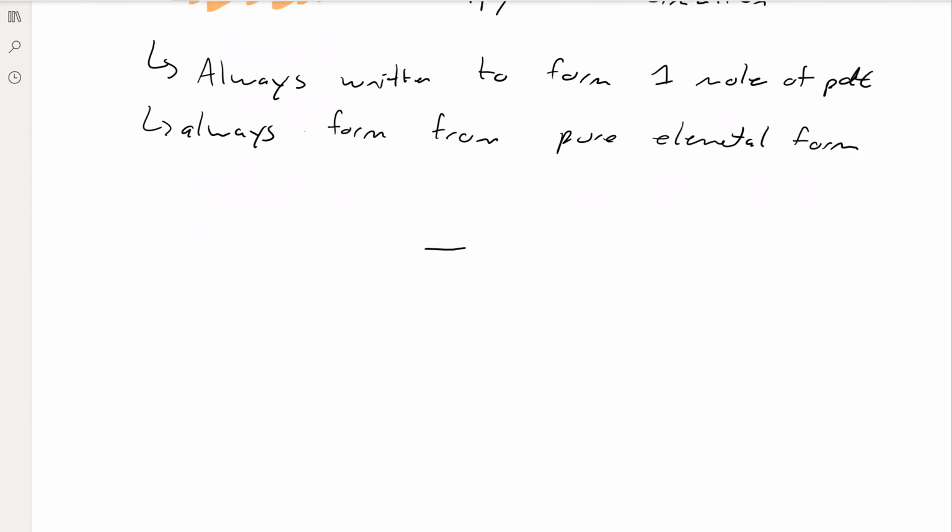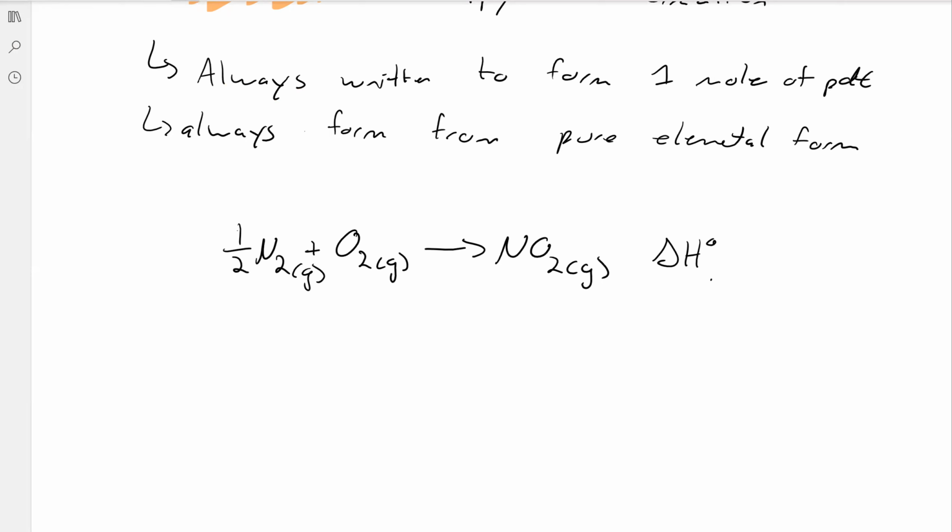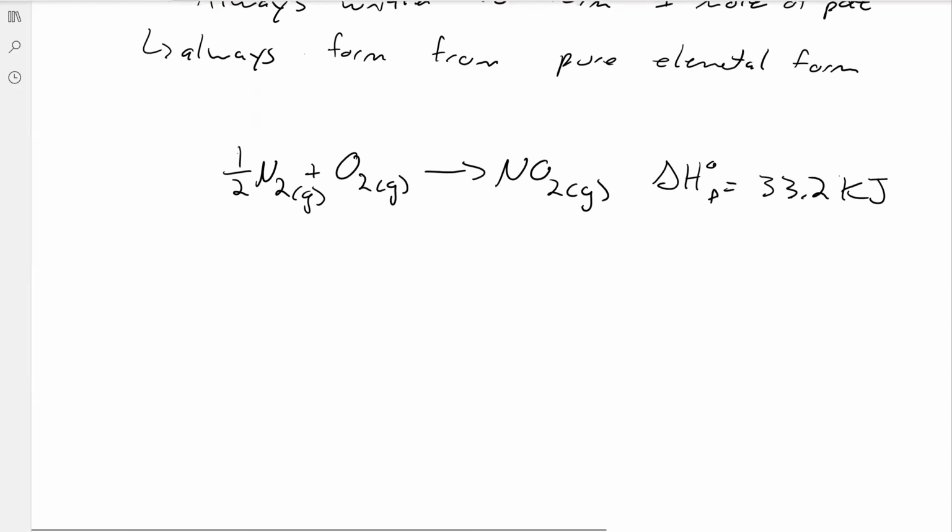So for example, if we wanted to look up the standard enthalpy of formation of nitrogen dioxide as a gas, what we would do is combine it from its pure elemental form. So we'd combine it from nitrogen. But we'd only need 1 nitrogen, and nitrogen exists as N2. So we just grab half an N2 plus an O2. And then if you looked at this delta H formation, you get a positive 33.2 kilojoules, right? So it takes energy to form NO2 from its constituent particles, right?